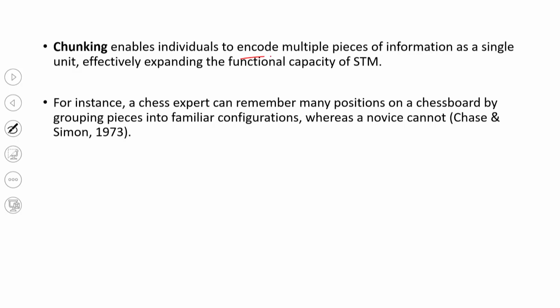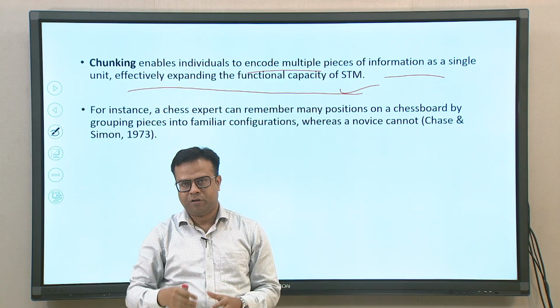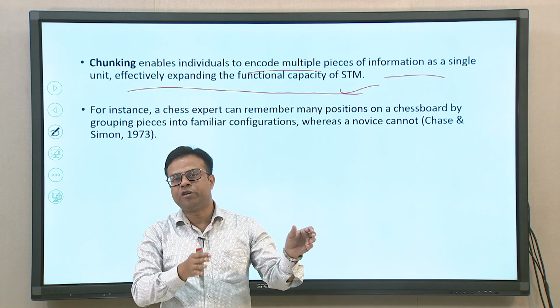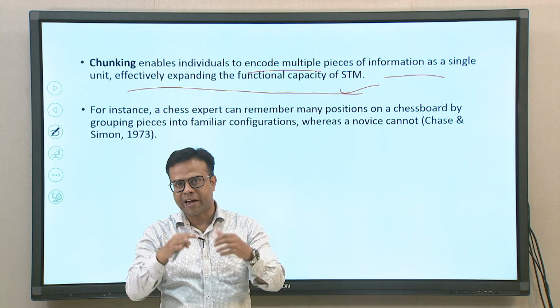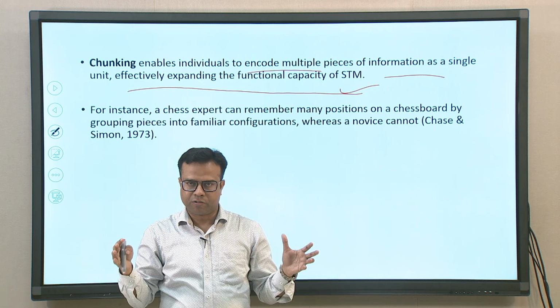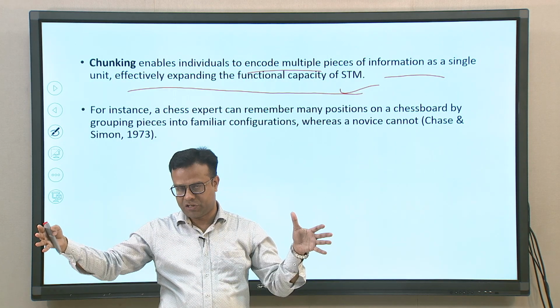Chunking enables individuals to encode multiple pieces of information as a single unit, effectively expanding the functional capacity of short term memory. So, one can increase the capacity of short term memory by chunking the information. For example, here 9 items can be converted into 3 items, or 9 units into 3 units, by chunking the information. So, you could increase the capacity. Now, you can add more units.